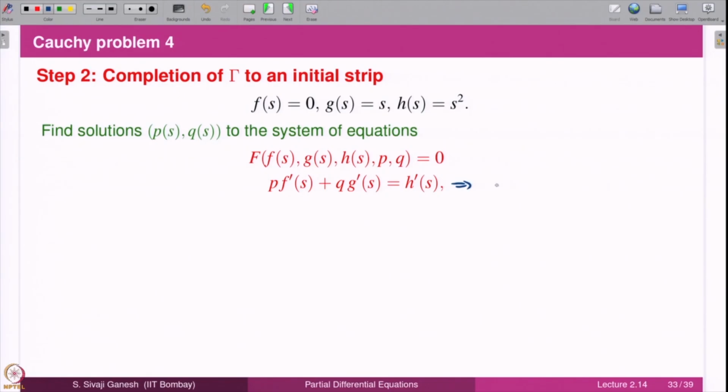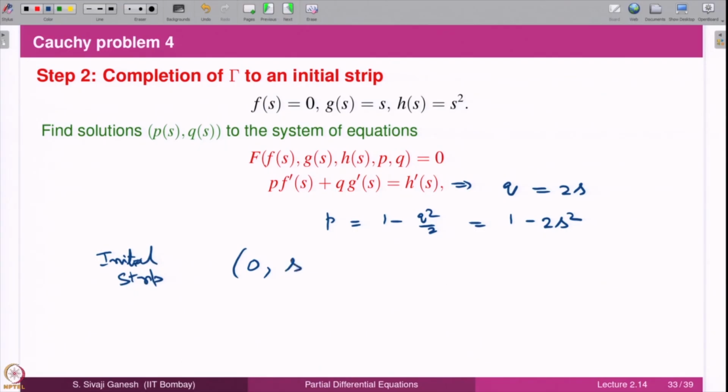Now, p into f prime is 0, so it is not there, q into g prime is 1 and that is equal to h_s. So, q is determined. Now, use the equation and get the p. P is equal to 1 minus q square by 2 by the equation. That is equal to 1 minus 4s square by 2, that is 1 minus 2s square. So, this is p. So, we have got p and q, only one initial strip. F is 0, g is s, h is s square, p is 1 minus 2s square and q is 2s.